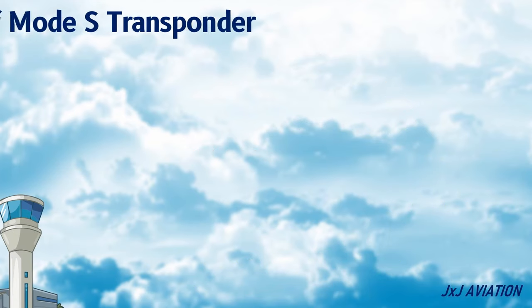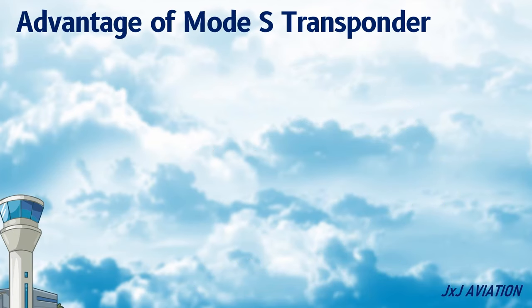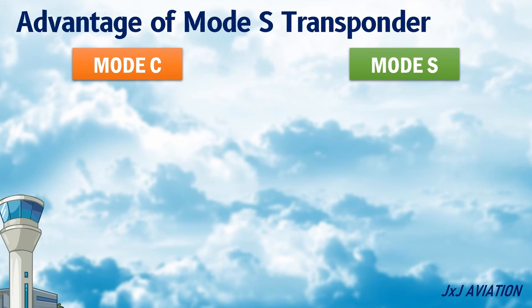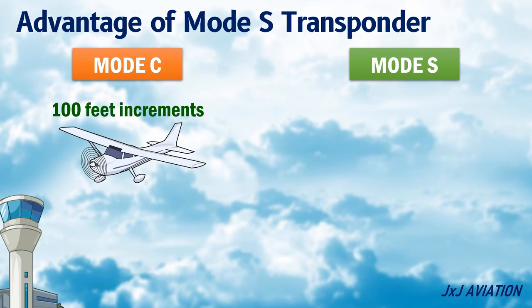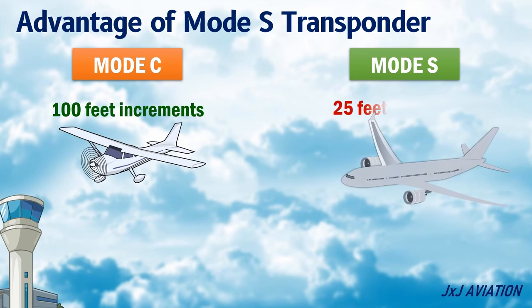Advantage of Mode S transponder. A Mode C transponder sends altitude information in 100 feet increments. A Mode S transponder sends altitude information in 25 feet increments.